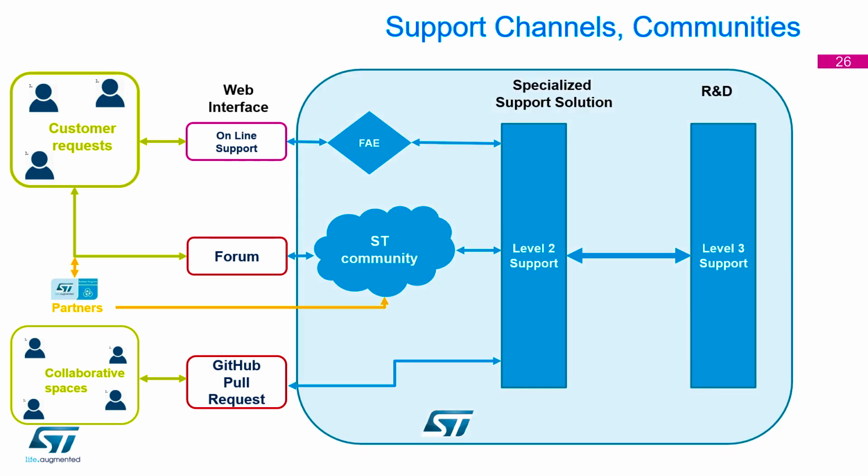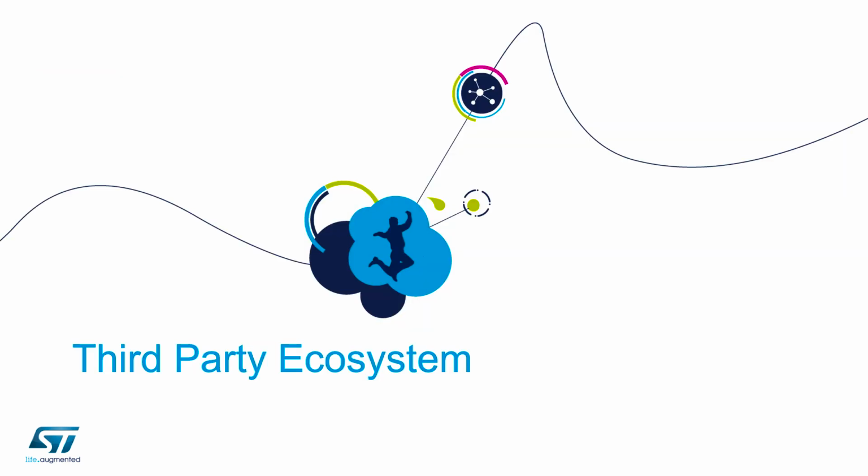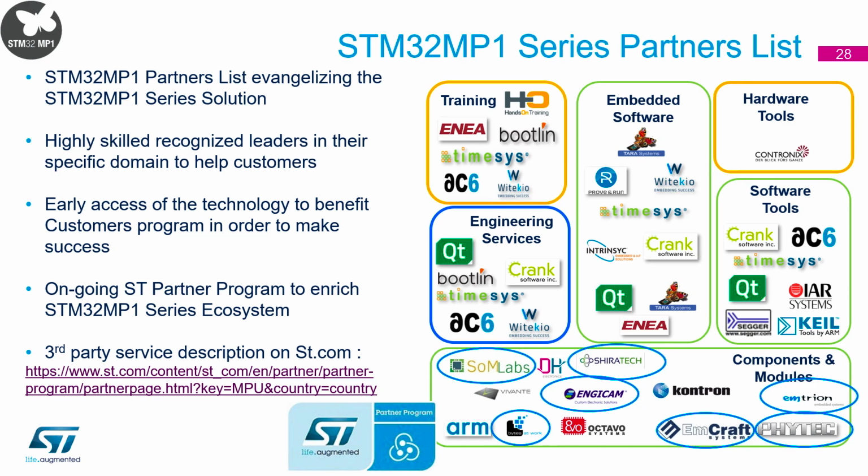So inside ST, as I say, is all the items in the blue, and then outside you've got all the community items and the third-party support people there. Now the ecosystem, which we've already seen from the marketing slides earlier today. As well as what ST is generating, there are lots of partners out there generating different things. We've got people doing trainings, engineering services, embedded software, so you've got Crank for graphics, you've got hardware tools, software tools, so Keil, AC6.